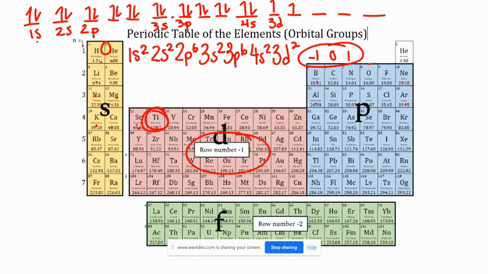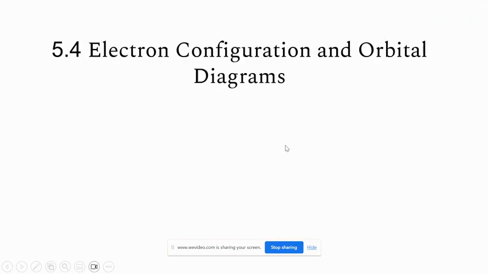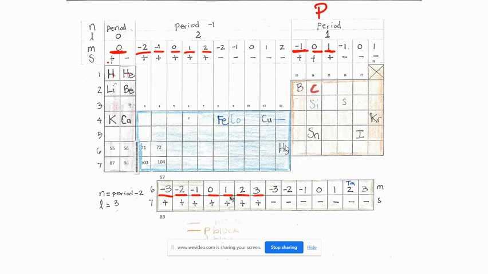Do you know the M numbers on your quantum numbers periodic table? Let's go back up to here. So these M values here tell you how many blanks you're going to get for each block. So when you're in the S block, you only have one option. You get one blank for your orbital diagrams.